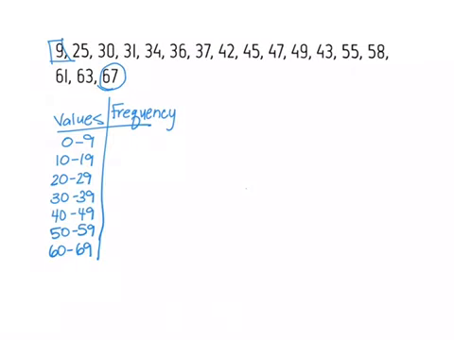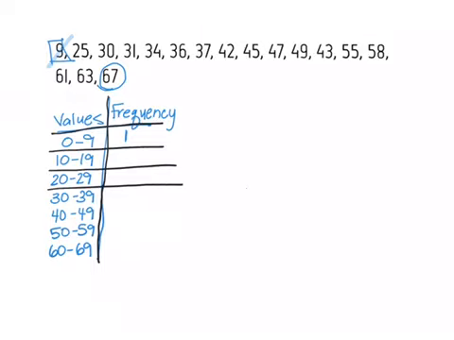So values that fall between 0 and 9, I'm going to mark them out as I go. I have 9, so that's 1. So my frequency, how often a value occurs between 0 and 9, my frequency is 1. So now I need to look at my chart and find the values that fit in the next bin, which would be values between 10 to 19. So what is my frequency for the bin 10 to 19?